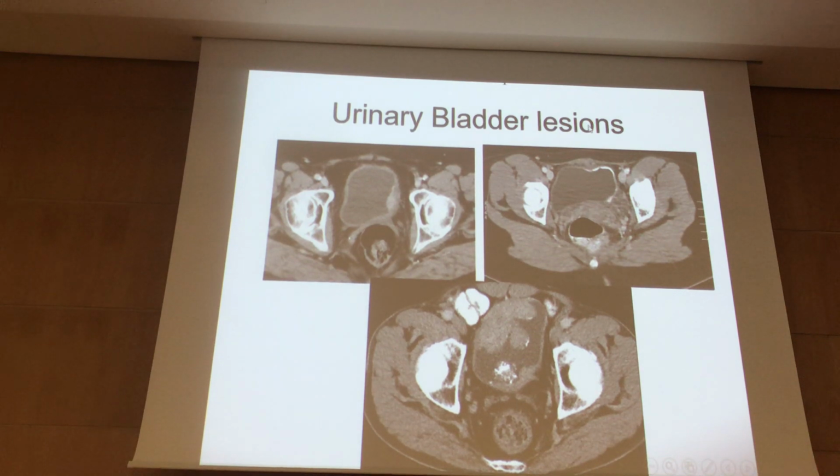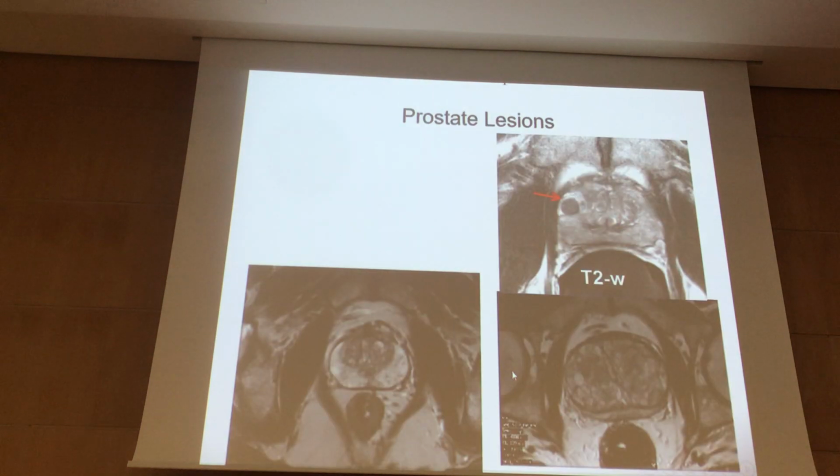Okay, urinary bladder lesions. Remember, you can have transitional cell carcinoma like this. You can have calcifications in schistosomiasis. You can have large tumors like this. You can also have calcifications with the tumors.